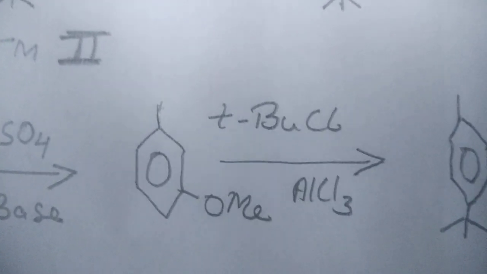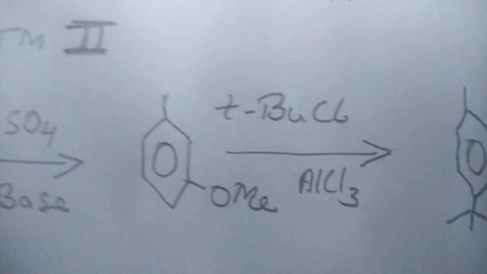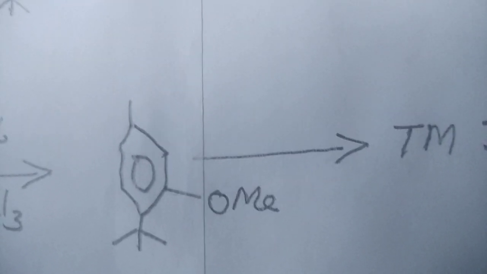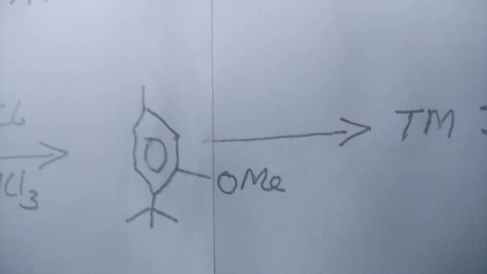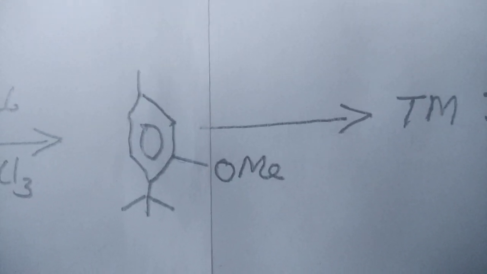Now after this, the common reaction, that is Friedel-Crafts alkylation. This is what we get. And this on nitration, see, on nitration what will happen? The O-methyl group is strongly ortho-para directing. So one NO2 group will be directed at the ortho and the other at the para position.